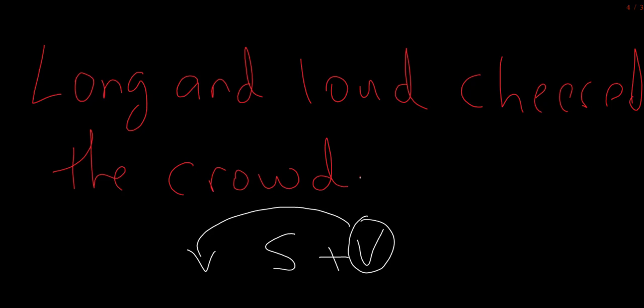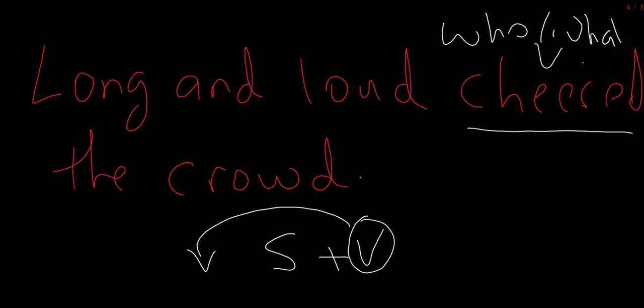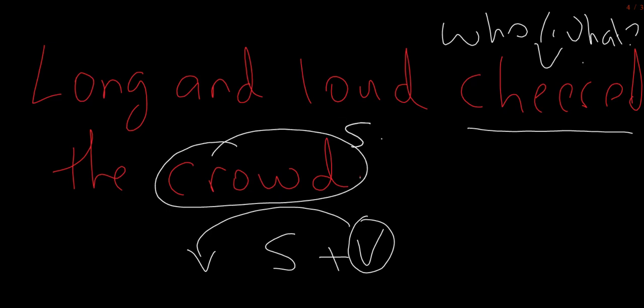Many times it's very hard for students to spot the subject in an inverted order. So the first step in inverted order or any other sentence is to spot the verb first and then ask the question of who or what performed the action. So in this sentence, long and loud cheered the crowd, we look at the verb, which is cheered, and ask yourself this question: who or what performed the action? And of course, the result of your question will be your subject. Who cheered, of course, is the crowd. So the crowd here in the sentence is your subject.